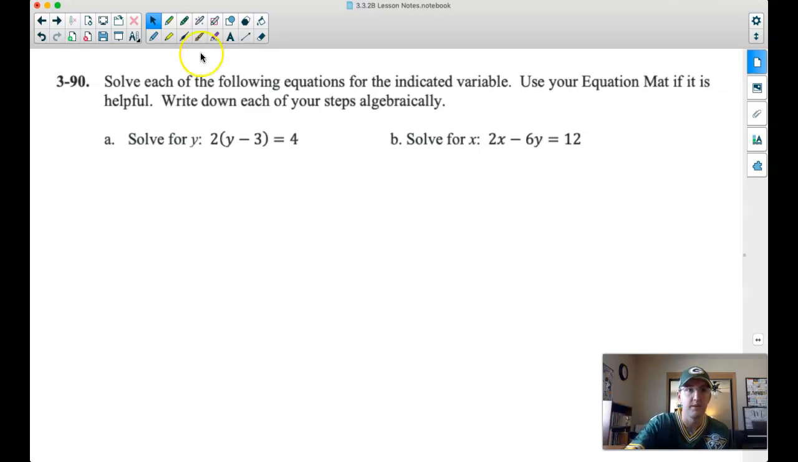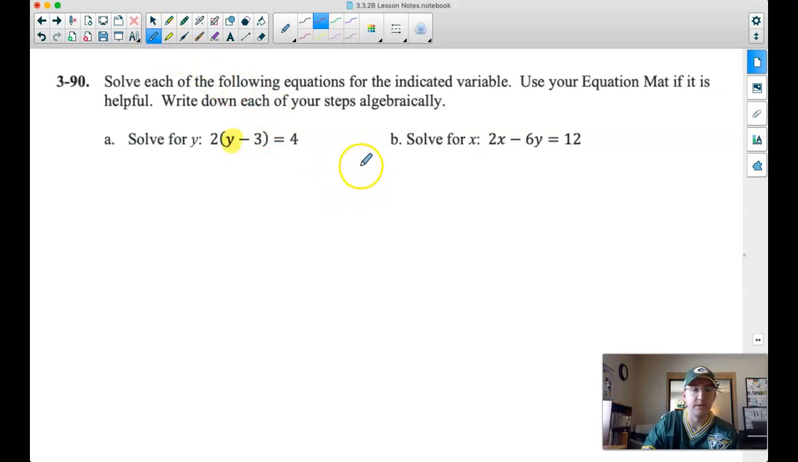So we're going to start with number 90, part A, and we want to solve for y. So as we look through this equation, the only variable that we have is this y right there. So that's what we are trying to get by itself as we try to solve this equation. So as we look at this, 2 times the quantity of y minus 3 is equal to 4. So we have 2 times everything in the parentheses here.